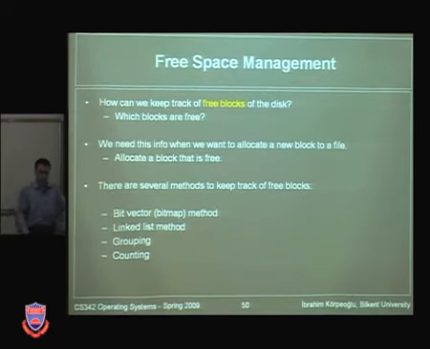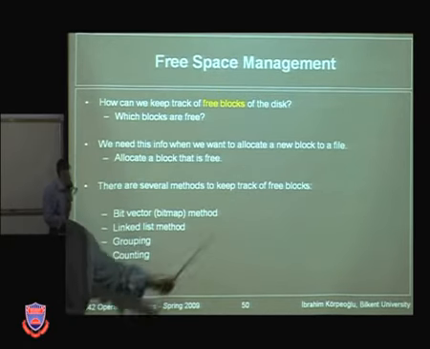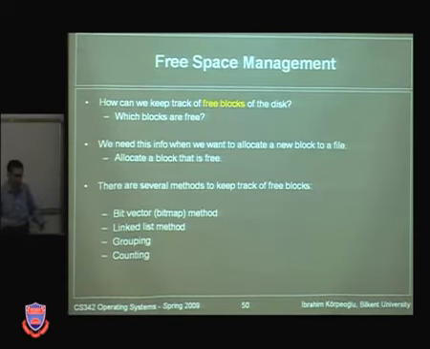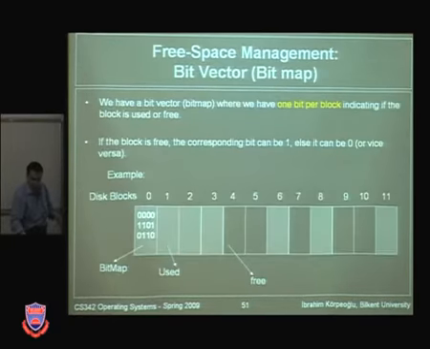We need this free block information when we want, for example, to allocate a new block or blocks to a file. At that time, we would like to find out which blocks are free on the disk, and then we can allocate that block or those blocks to the file. So how can we know which blocks are free on the disk? We will see some strategies for that now. There are several methods to keep track of the free blocks of the disk: the bit vector method, or bitmap method, linked list method, grouping method, counting method, and so on. We will look at each of them now.